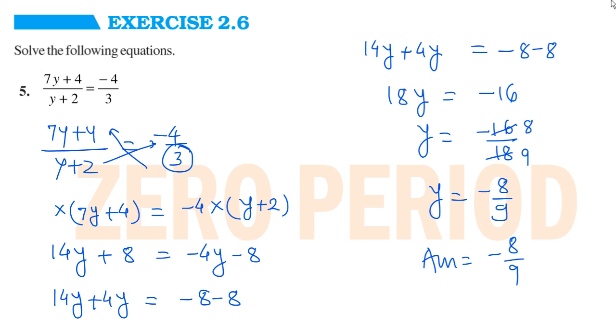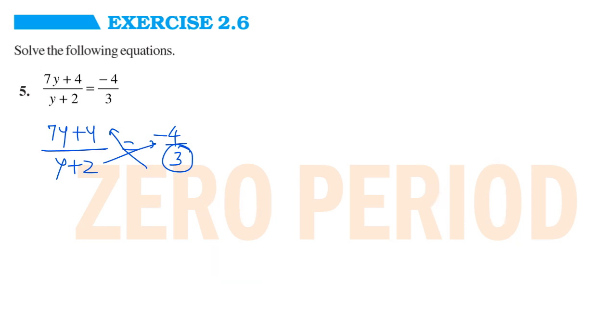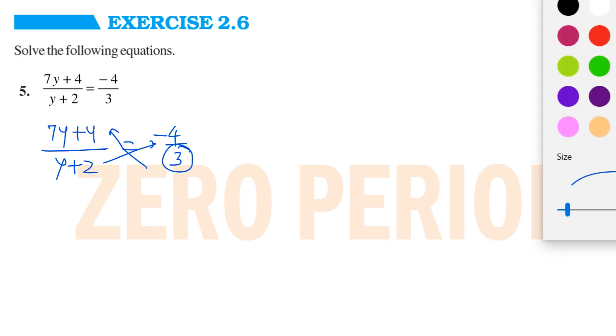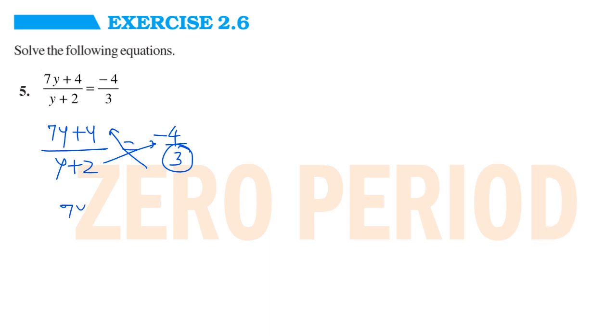Let me do it again because this will take too much time. So dear children, I am going to make that correction. Instead of this 3 I put 2 there, so the question was going another way and values are different. So 7y plus 4 multiply with 3, and then y plus 2 multiply with -4. This is the correct way.